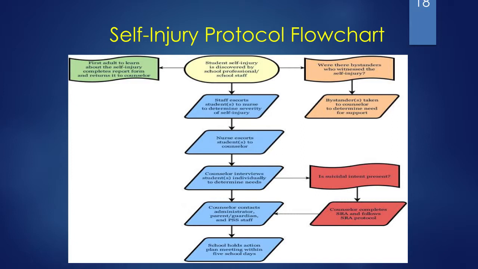After the nurse has cared for the injuries, he or she takes students individually to the counselor. The counselor interviews each student to determine their needs for support. If the counselor suspects suicidal intent, the SRA is completed and appropriate action is taken. The counselor then contacts the administrator, parent, or guardian, and PSS staff.